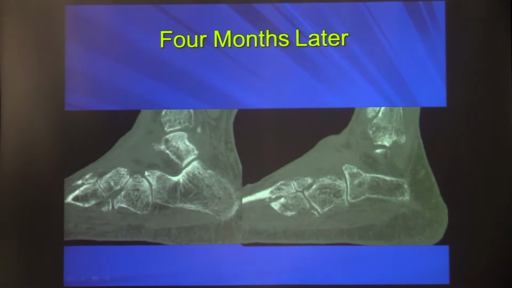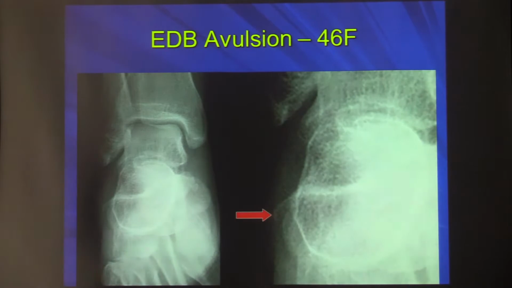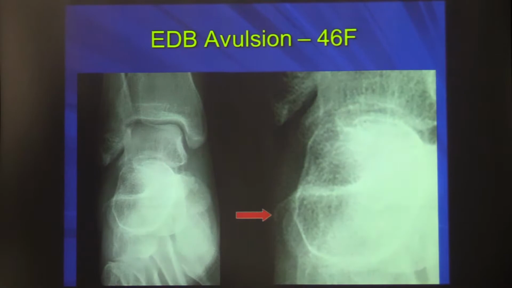I'd like to briefly mention extensor digitorum brevis avulsion. This is a muscle that attaches along the lateral margin of the calcaneus, slightly plantar and lateral to the anterolateral process. So ironically, it's a foot injury, but we can't see it on foot radiographs. But we can see it on ankle radiographs, because on these frontal views of the ankle, we can see a small fragment here along the edge of the calcaneus.